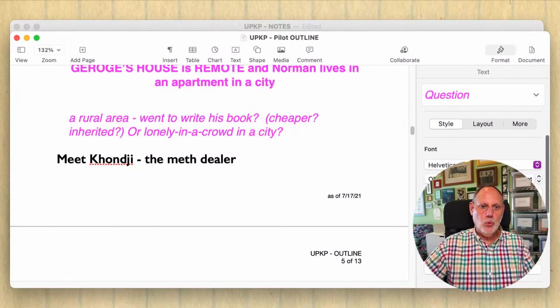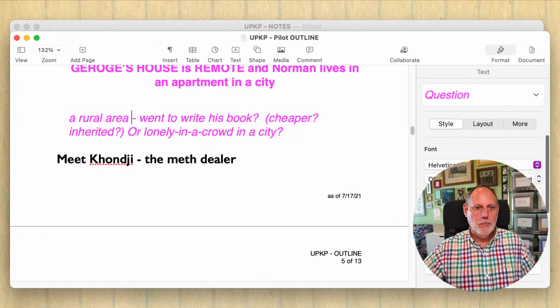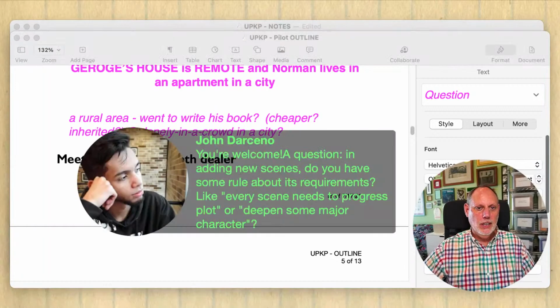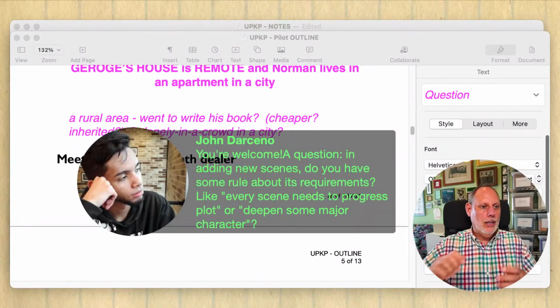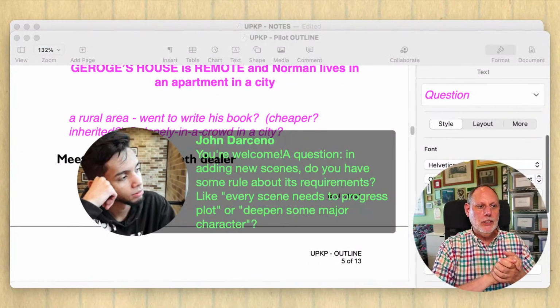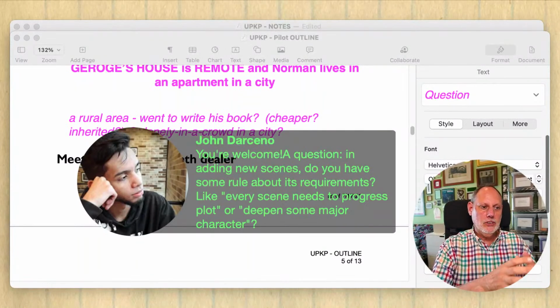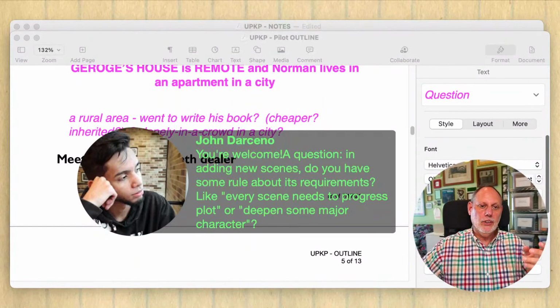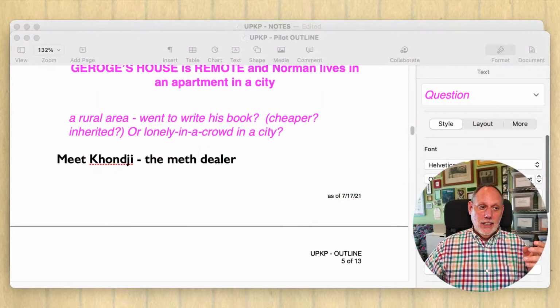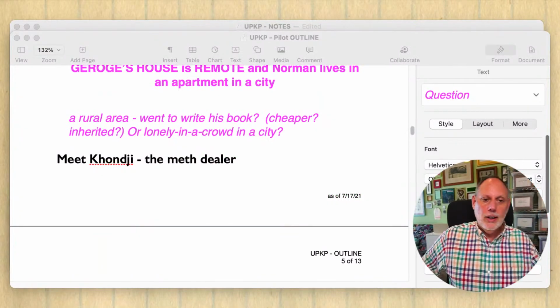Wait a second. We have a question. This is actually relevant. In adding new scenes, do you have some rule about its requirements, like every scene needs to progress the plot or deepen some major character? Yes, I kind of do, although they're not those two.